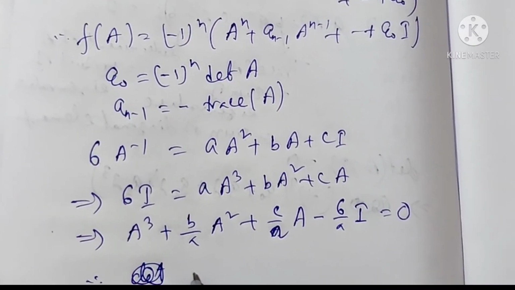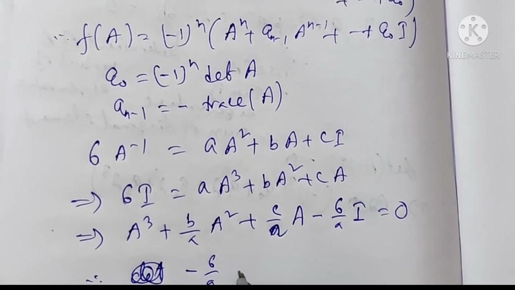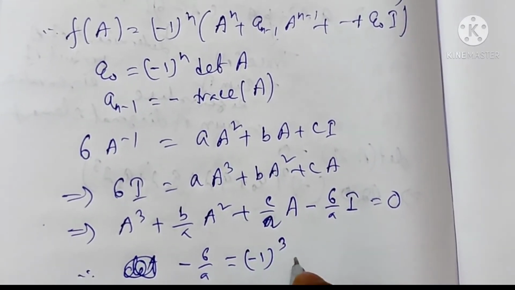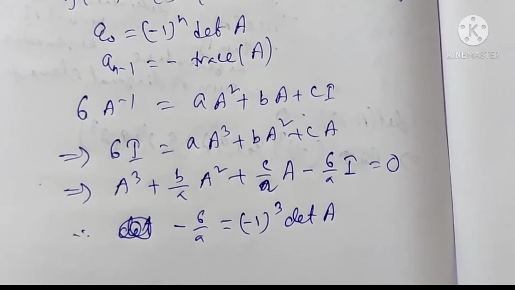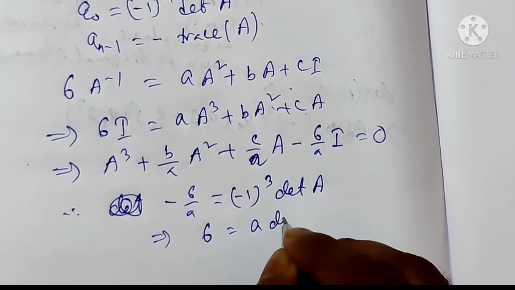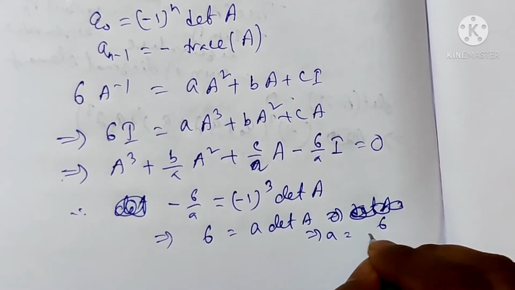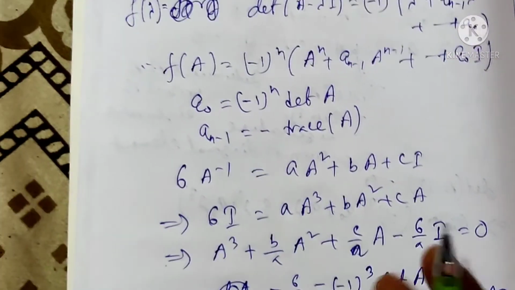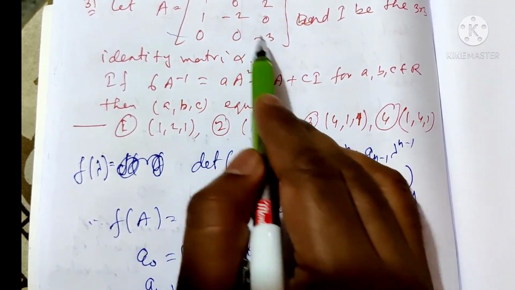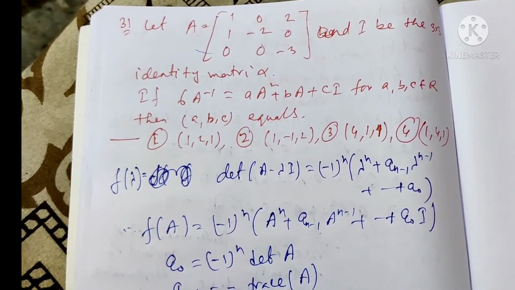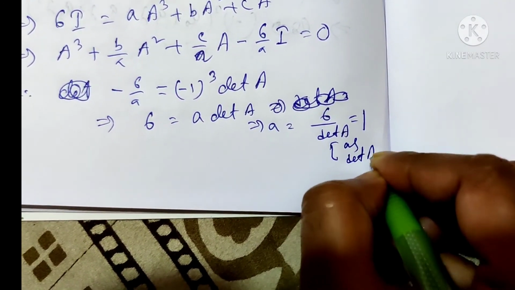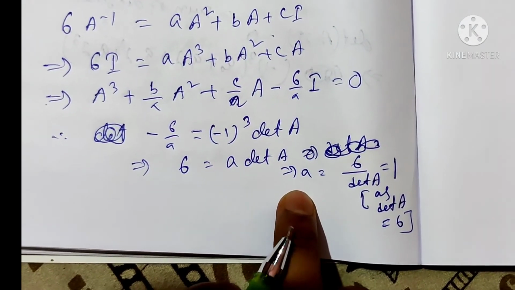Therefore, minus 6 by a, this is the constant term, equals minus 1 to the power 3 determinant of A. That implies 6 equals a into determinant of A. That implies a equals 6 by determinant of A. Since the determinant of this matrix is 6, a equals 6 by 6, that equals 1.